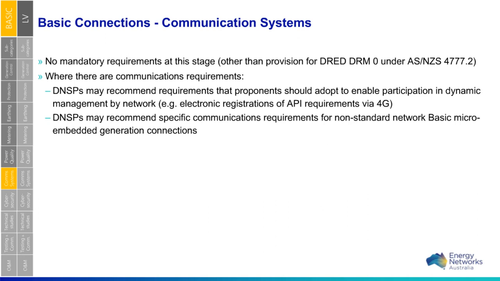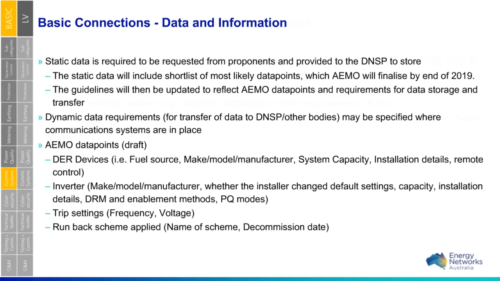There are no mandatory requirements for communication systems at the moment, other than the demand response trip function through 4777. But where there are communications requirements, we've sort of required that the DNSPs recommend those requirements to proponents that they should adopt in order for participation in dynamic management through the network. And then there may be specific requirements for non-standard connections as well, which will be set out in the DNSP's technical requirements document.